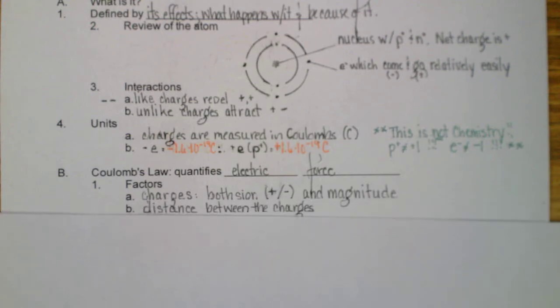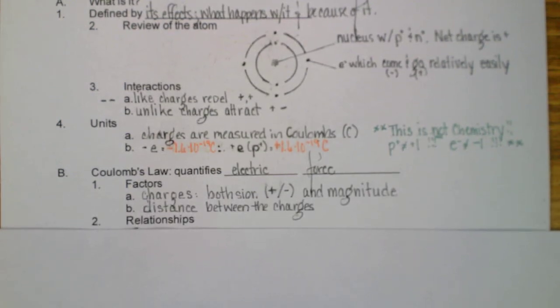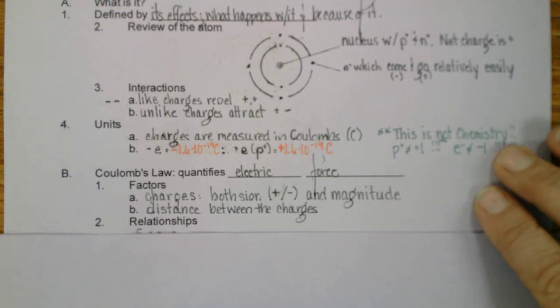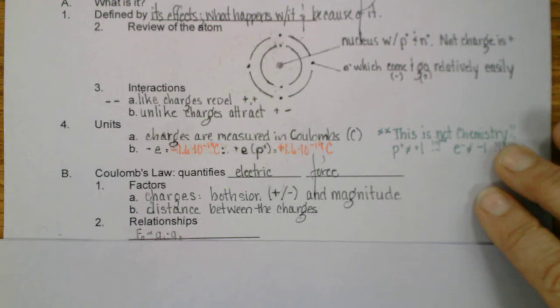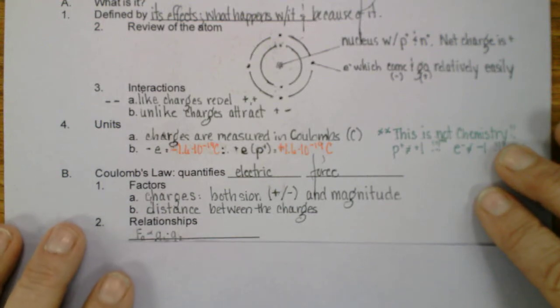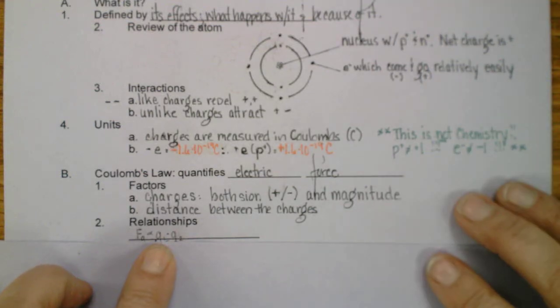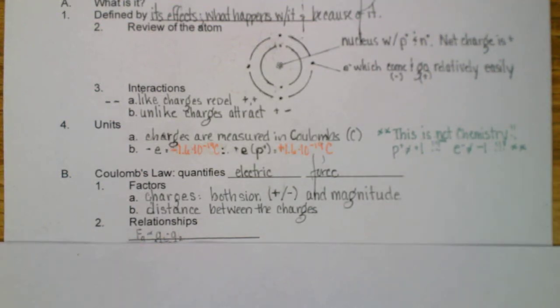Now, what do you think the relationship is between force and charges? Directly or indirectly related? They are directly related. As I increase the charges, I increase the force. This is F sub Q is directly related to the product of the two charges, Q1 times Q2. So as I increase the charges, both or either, it doesn't matter, I increase the force. The next relationship would be an inverse relationship. As I increase the distance squared, I decrease the force.